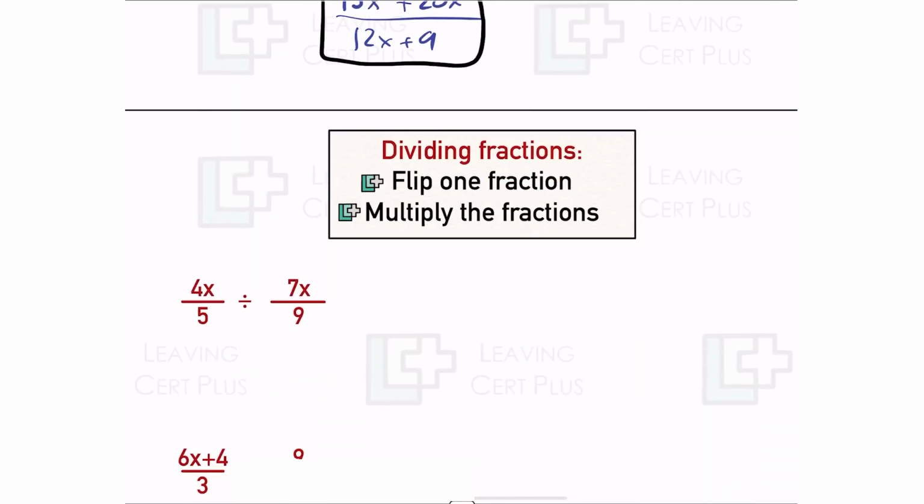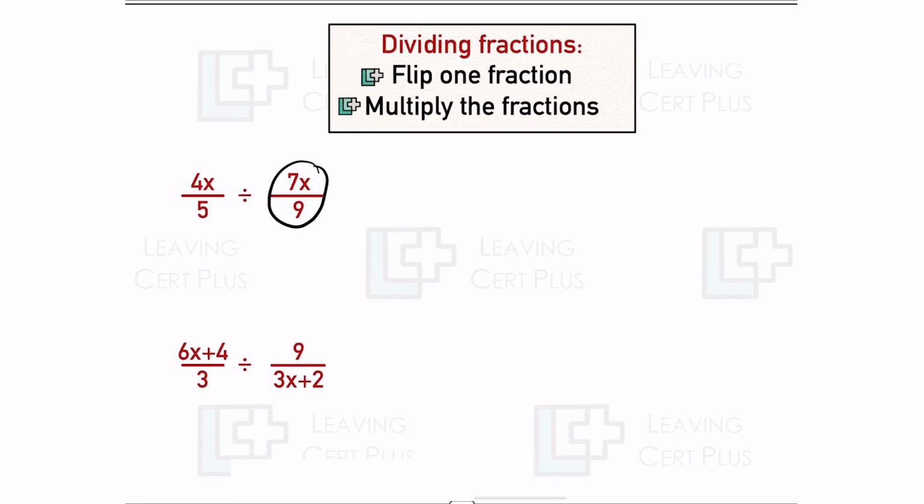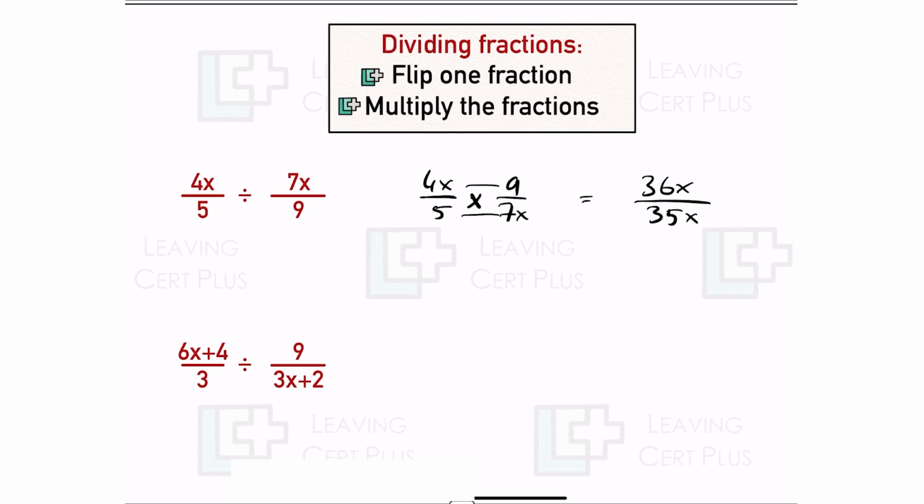That's your answer. So when you're dividing by fractions then, a trick you can use is by flipping one of the fractions and then just multiplying. So with this example here, instead of writing 4x plus 5 divided by 7x over 9, I'm going to flip this fraction and then multiply. So I'm going to multiply by 9 over 7x. So I flipped the fraction and now I'm multiplying. And multiplying is just top by top, bottom by bottom. So that's going to be 36x over 35x, and your x's there can cancel. X is on top and bottom, so it's just 36 over 35 is your answer.